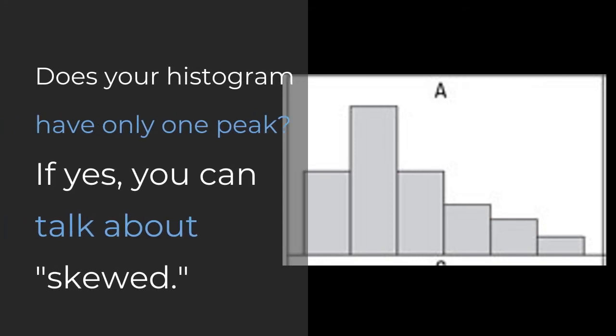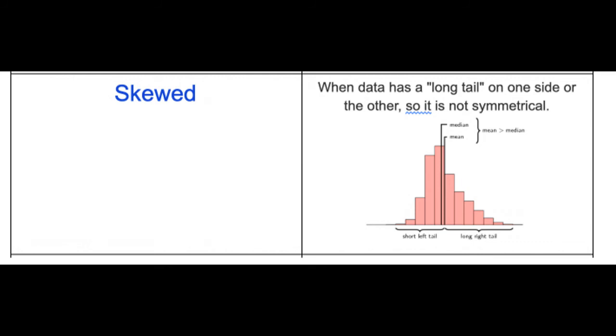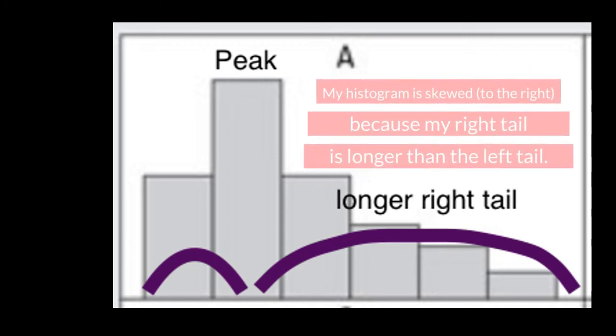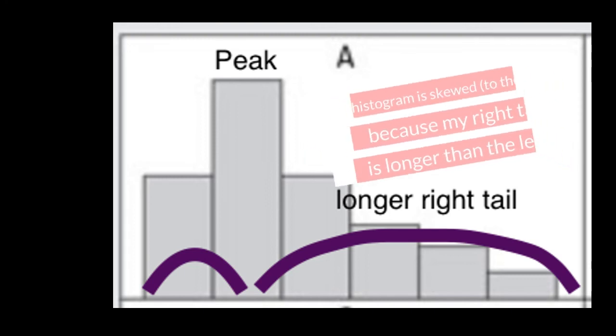By the way, does your histogram have only one peak? If yes, you can talk about the word skewed. Skewed is when there's one tail that is longer than another tail. In this histogram, the first thing I did was put the peak, and then I drew the two tails. And I noticed that there is a longer tail, and it's on the right. So this histogram is skewed. And so what I wrote is, my histogram is skewed because my right tail is longer than the left tail.